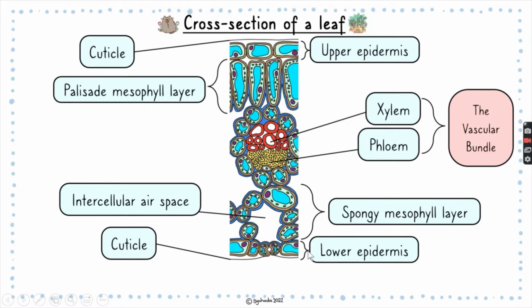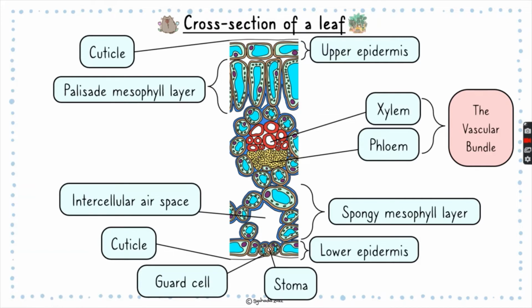And right at the bottom here is the lower epidermis, this layer here, and you can see the guard cells are part of the lower epidermis as well. In the middle of the guard cell, when it is open, you can see the hole in there, and that is what we call the stoma. If we're talking about the plural, a lot of them, we call that the stomata.